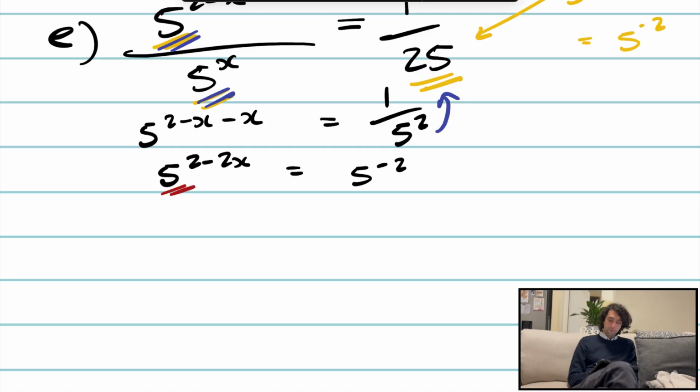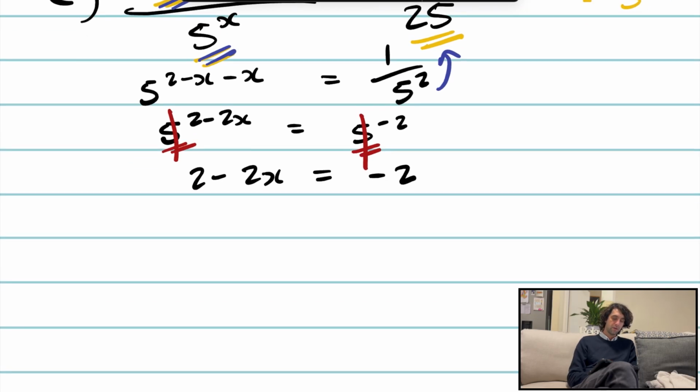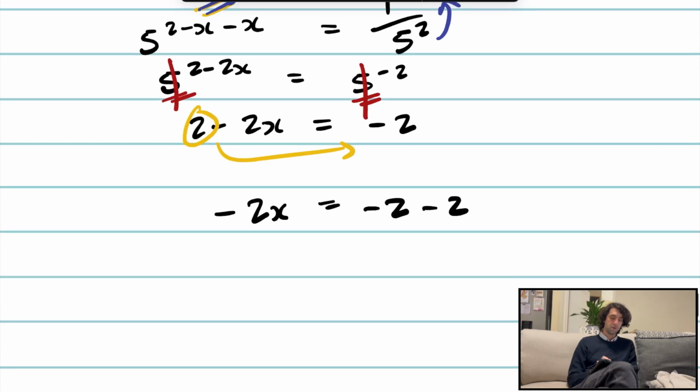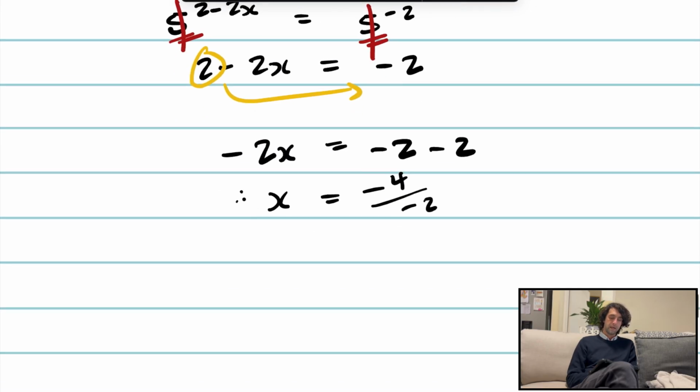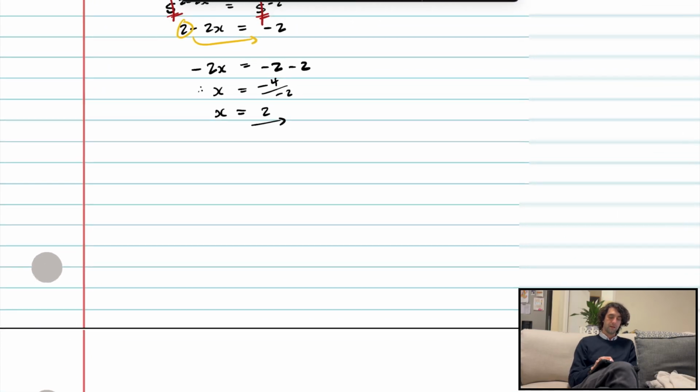And now that both my bases are the same, I can drop them. And what I get is 2 minus 2x is equal to negative 2. I'm now going to do a little bit of rearranging. I'm going to bring this 2 over to this side. So I get negative 2x is equal to negative 2 minus 2. And therefore x is equal to negative 4 divided by negative 2. And x is equal to 2. All right.